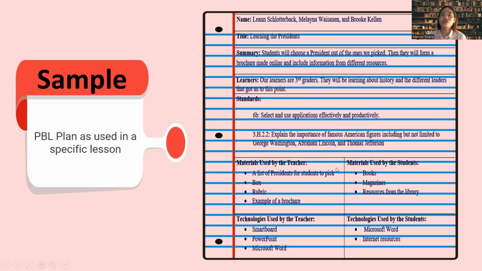And then we have here materials used by the teacher. So for example, the teacher is using a list, a box, a rubric, and at the same time a sample of a brochure, because you know already that the pupils here will create a brochure. This is the project. Materials used by the students would be books, magazines, and resources from the library. Technologies used by the teacher would be smartboard, PowerPoint presentation, because you have to discuss things, and Microsoft Word. Technologies used by the students would be Microsoft Word and internet resources. You could add more. There should also be the technologies used by the students.